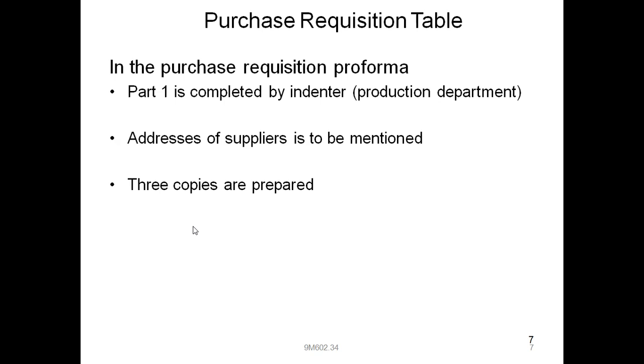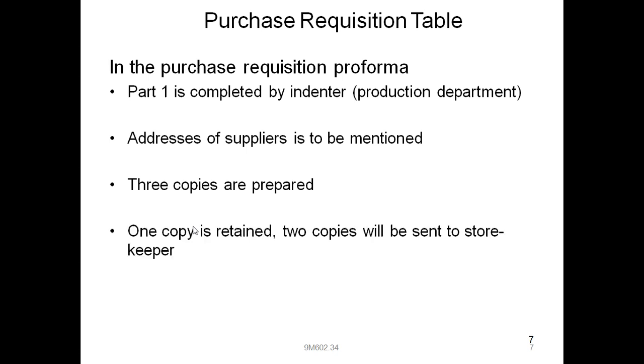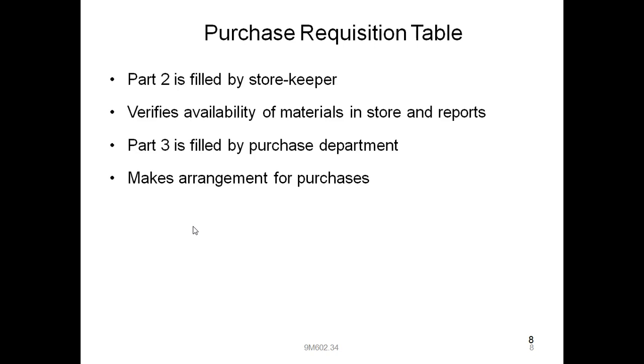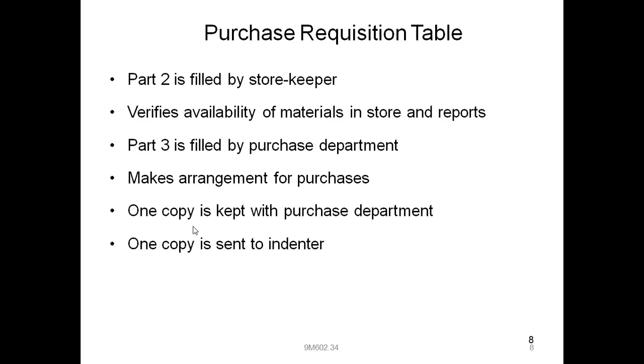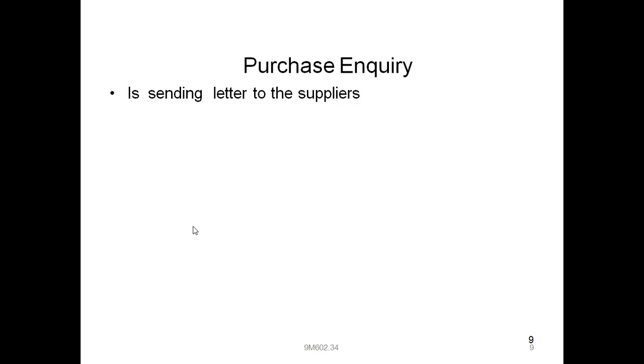So we'll slowly see what is a purchase requisition table. Part 1 is completed by indenter. Addresses of the suppliers is to be mentioned. 3 copies are prepared. 1 copy is retained and 2 copies will be sent to storekeeper. Purchase requisition table, Part 2 is filled by storekeeper. Verifies availability of materials in stores and reports. Part 3 is filled by purchase department. Makes arrangements for purchases. 1 copy is kept with purchase department. 1 copy is sent to indenter.